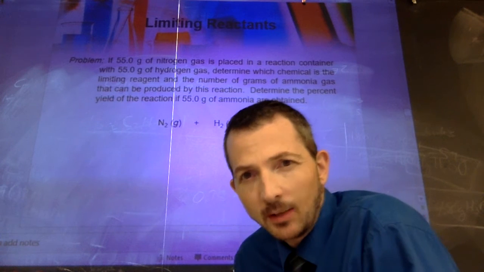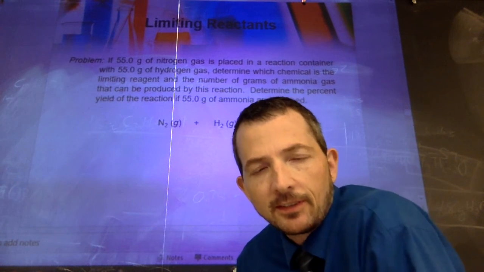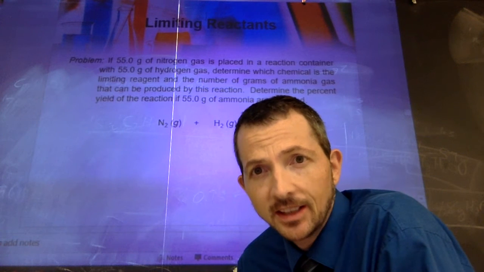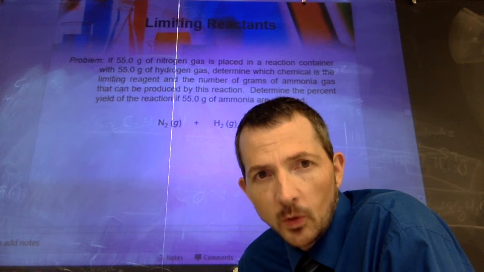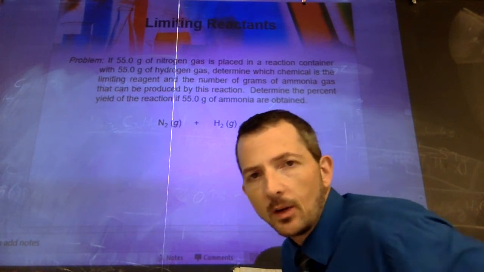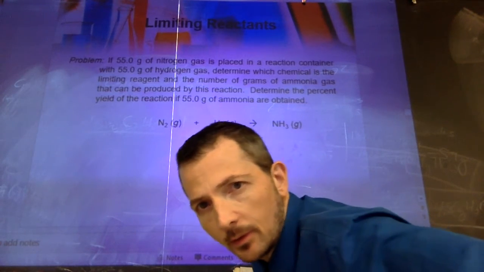So let's look at a more difficult chemistry problem now. 55 grams of nitrogen gas is placed in a reaction container with 55 grams of hydrogen gas. Determine which chemical is the limiting reactant and the number of grams of ammonia gas that can be produced by this reaction. Okay, let's do that first. Then I want to find the percent yield if 55 grams of ammonia is obtained.